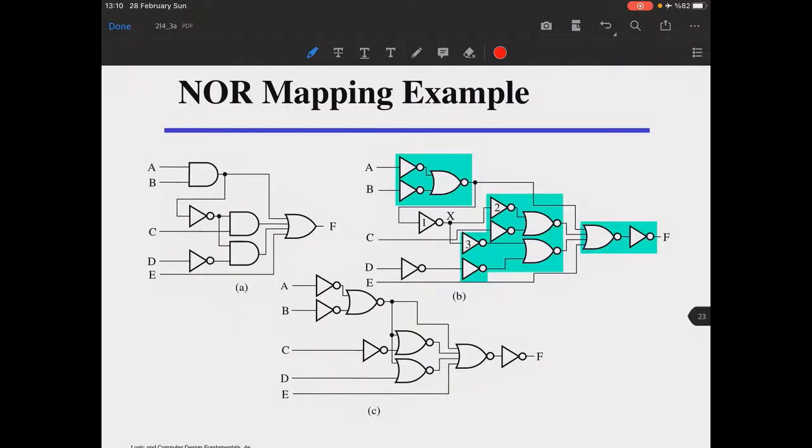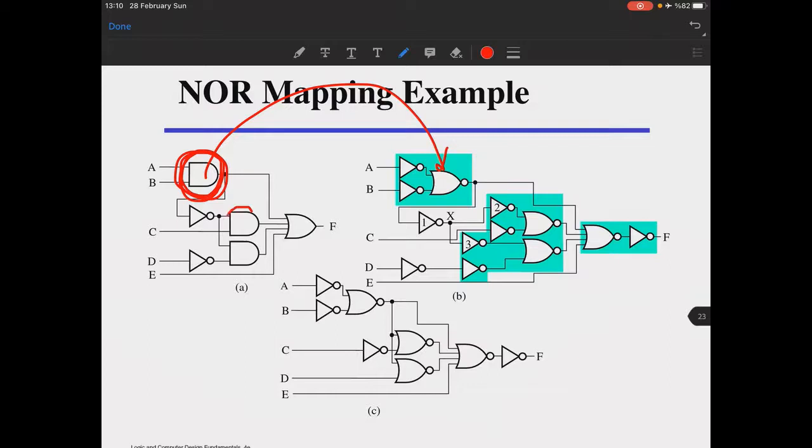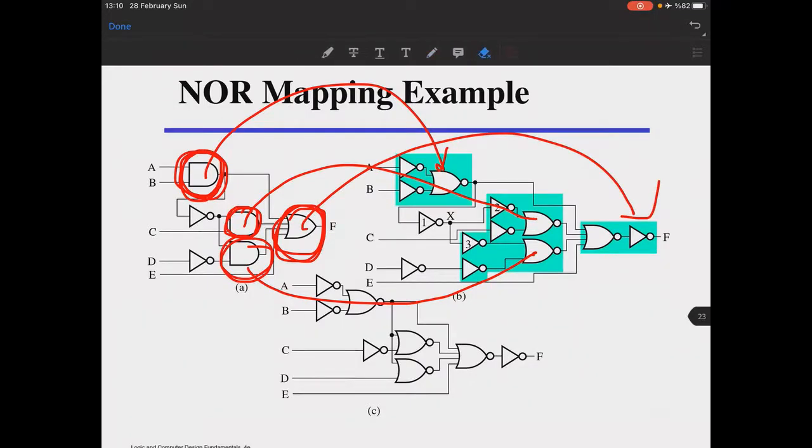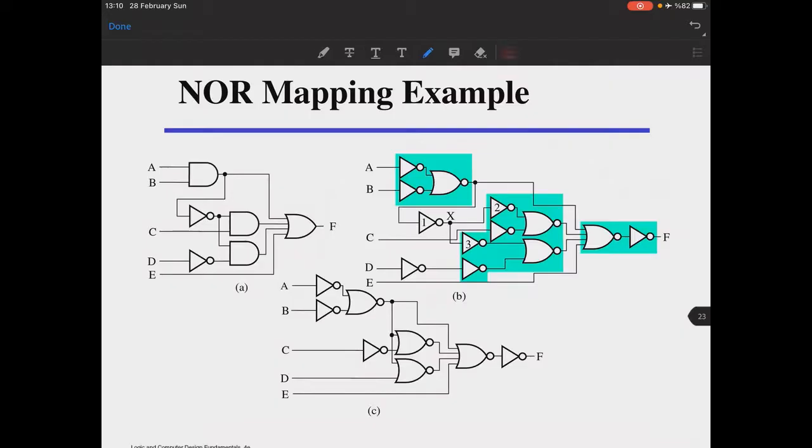Now let's take a look at how it is done in our example for NOR mapping. This is your original circuit, and this one should be replaced with what? Just pause the video and do it on your own if you like. It would be invert NOR. Okay, this one. And again, this should be what? Invert NOR. This one. And this should be what? Invert NOR. This one. And this should be what? NOR invert, right? This one. So we put them in their correct locations like this.